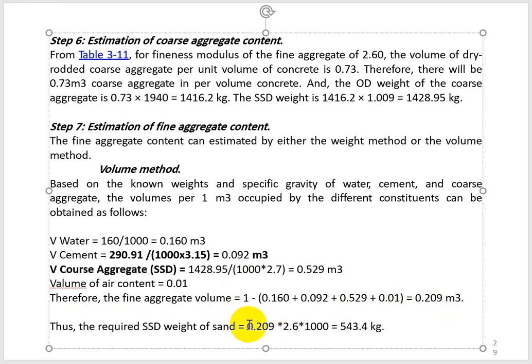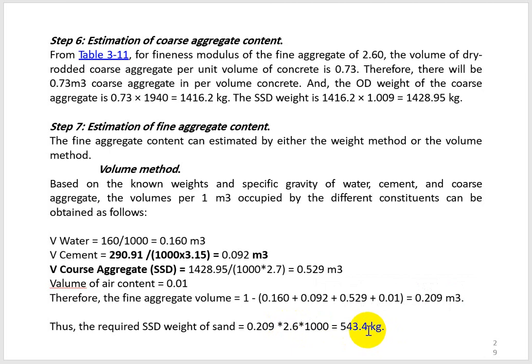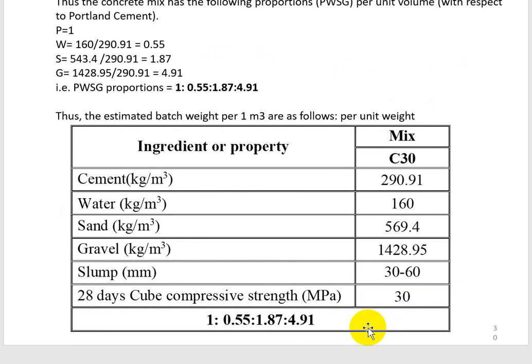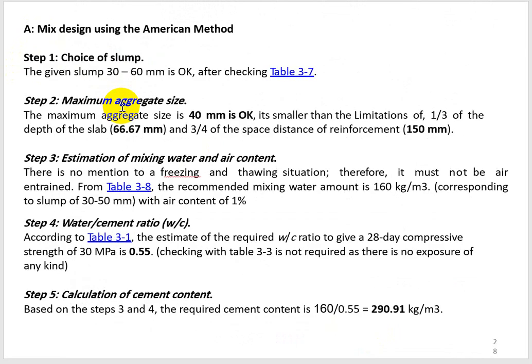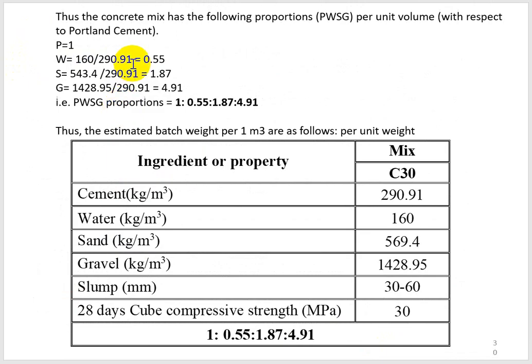And if we subtract all these volumes from 1 cubic meter, then we get the volume of fine aggregate as SSD, and then multiply that with the density, so we have the fine aggregate's weight, SSD. So once we have it, we could then divide everything over the weight of the cement. Okay, and we are all set. Then we get the proportions, and then we could fill that table and everything will be okay.